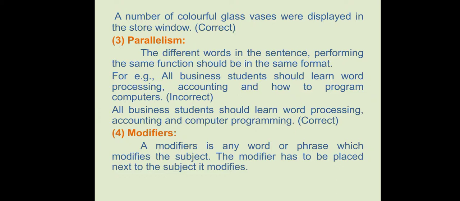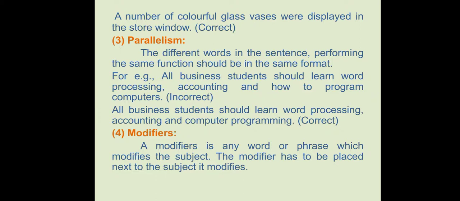Now children, the third rule you need to keep in your mind is parallelism. The different words in the sentence performing the same function should be in the same format. For example, all business students should learn word processing, accounting and how to program computers. This is an incorrect sentence. The correct sentence is: all business students should learn word processing, accounting and computer programming.